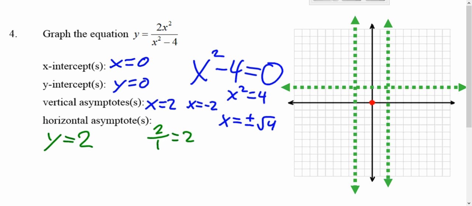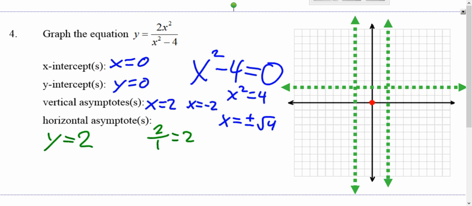So let's plug in 3. When you plug in 3, 3 squared is 9 times 2 is 18. When you plug in 3 on the bottom, you get 3 squared is 9. 9 minus 4 is 5. So you get 18 over 5. 18 over 5 is a little bit more than 3, like 3.6. So when you plugged in 3, we got 3.6.